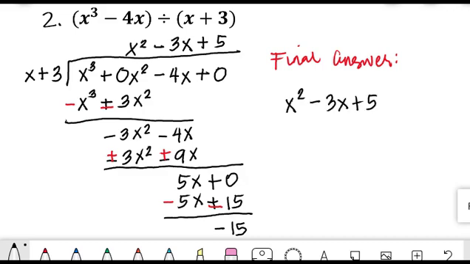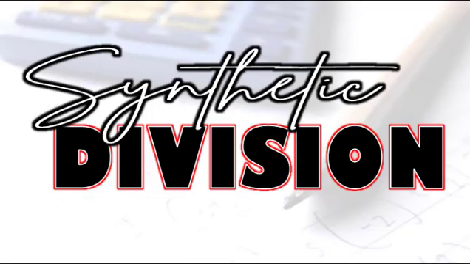plus 5, and then yung ating namang remainder na negative 15 over ang ating divisor na x plus 3. Again, so the final answer for this problem is x squared minus 3x plus 5 minus 15 over x plus 3. So ngayon, mag-aaral, sigurado ako na naunawaan ninyo mabuti ang long division. Dahil sa puntong ito naman, dadako na tayo sa susunod na pamamaraan kung paano tayo mag-divide ng polynomial. At ito ay ang synthetic division.